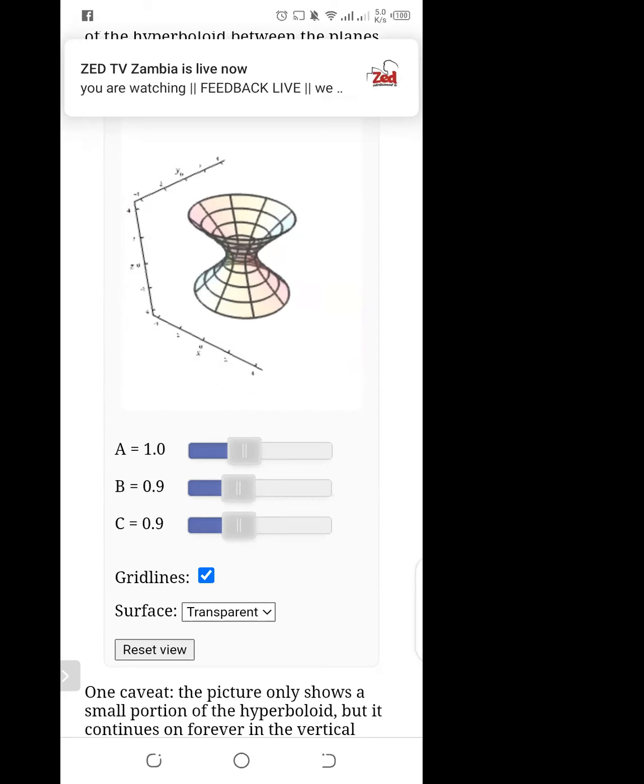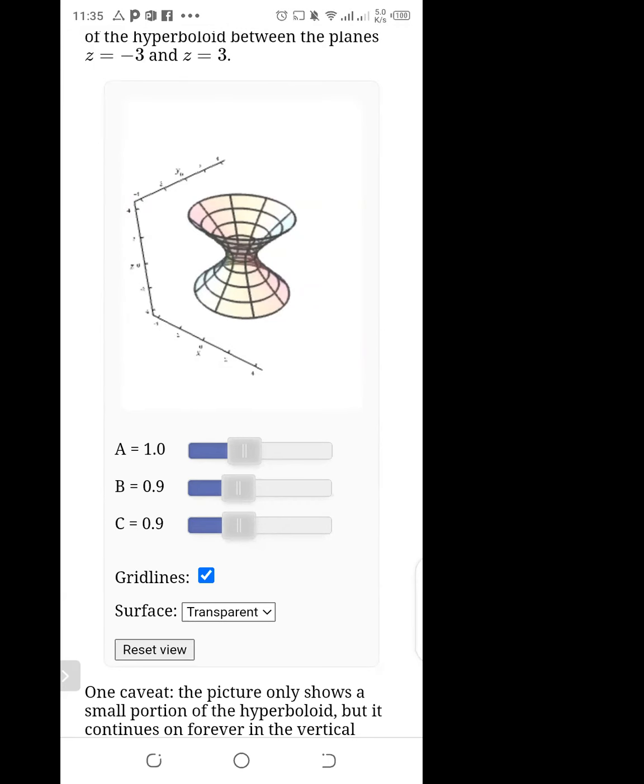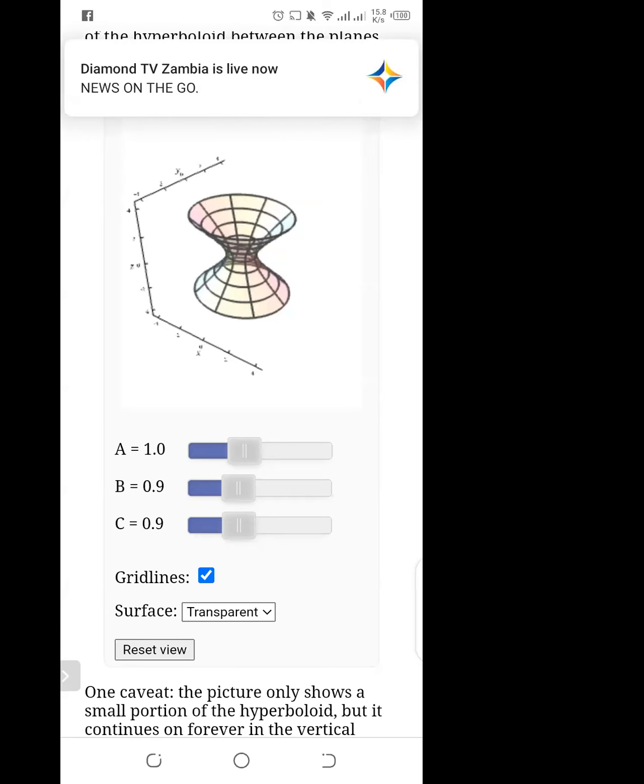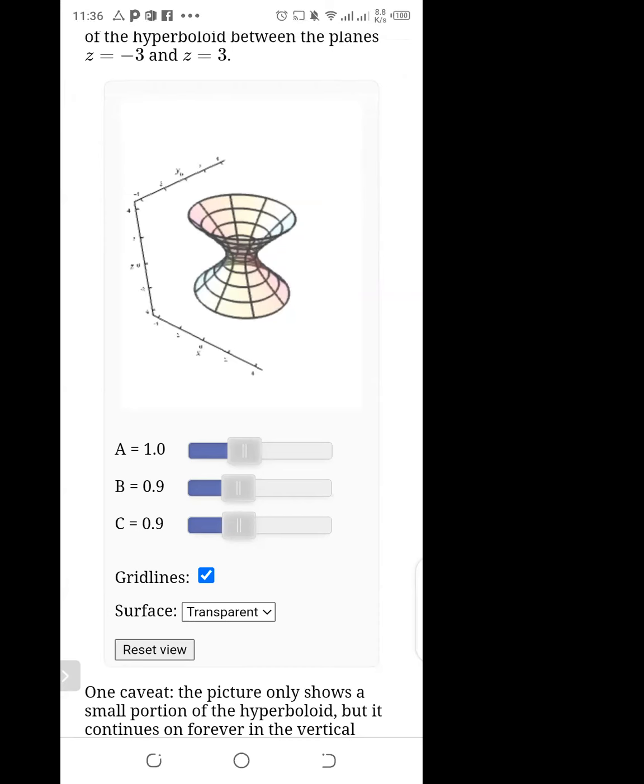So, sir, for C, when we're changing C, as we reduce it to the negative side, it's increasing. Is it because of the minus Z squared over C? Yes, exactly. Yes, that's a good observation.